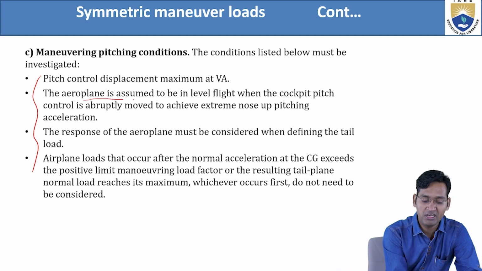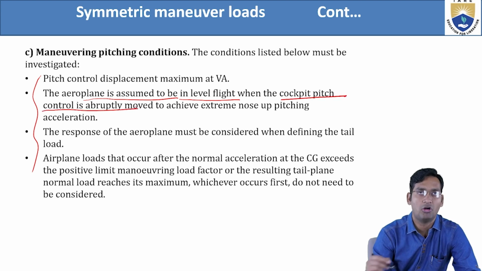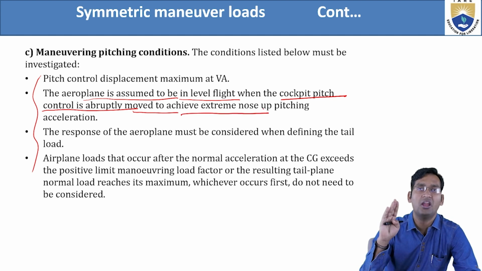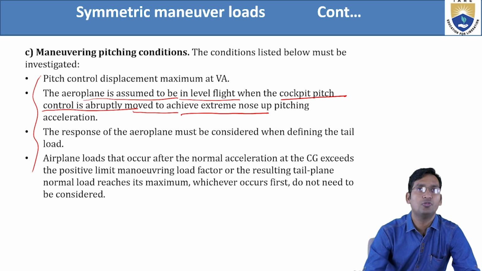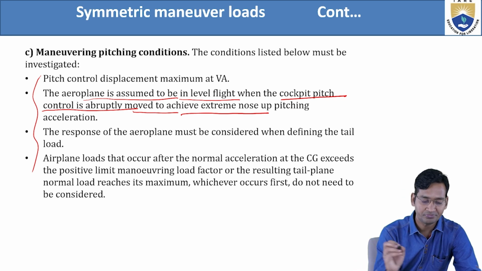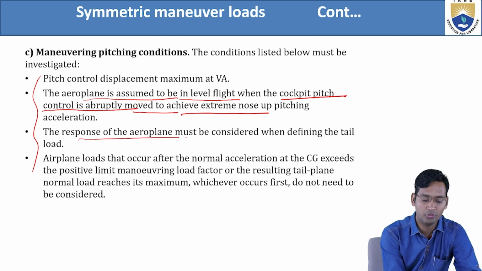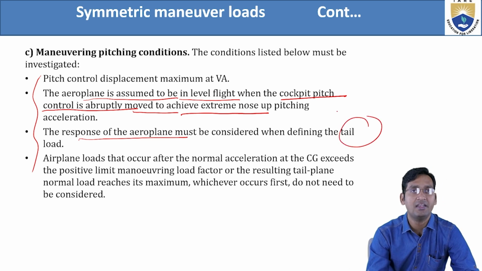So here, the aeroplane is assumed to be in level flight when the cockpit pitch control is moved to achieve extreme nose up. Means up to what nose-up pitching will be there. They achieve that, means nose-up pitching acceleration. So the cockpit nose will experience the highest or maximum pitching acceleration. The response of the aeroplane must be considered when defining the tail load. So at the tail, how much load is acting, and at that time what is the response of the aeroplane, that also must be considered.